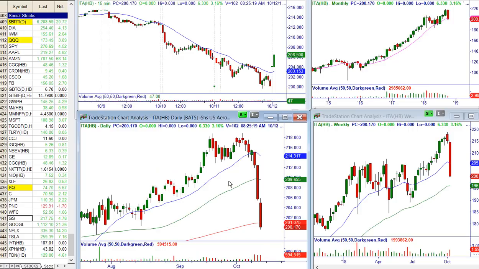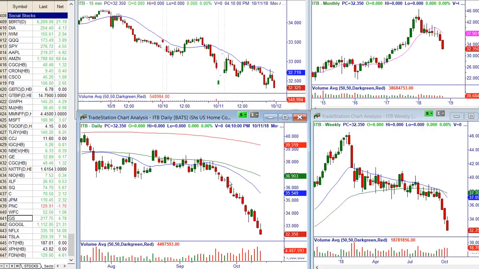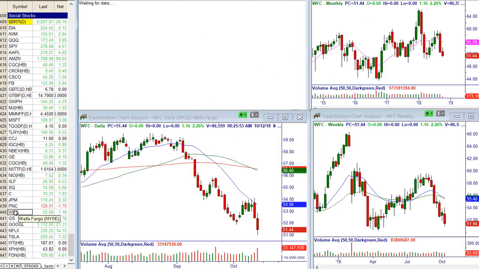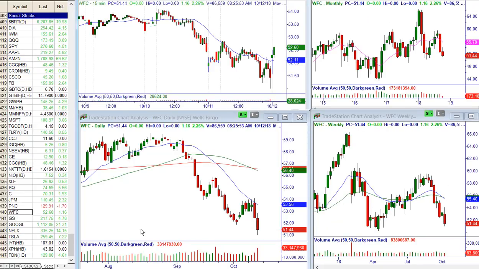ITA Aerospace got shellacked. This is another one we'll be looking to sell puts or put spreads on. ITB, with the rising yields, the homebuilder sector here keeps being under pressure. Look at that weekly, monthly, daily crack, all time frames. That's very bearish. Let's look at a couple of these bank stocks since they're announcing earnings and see if we have any interest in those.